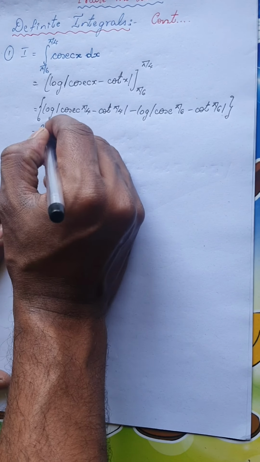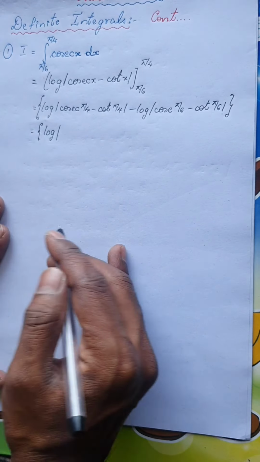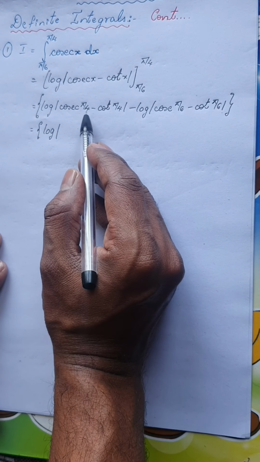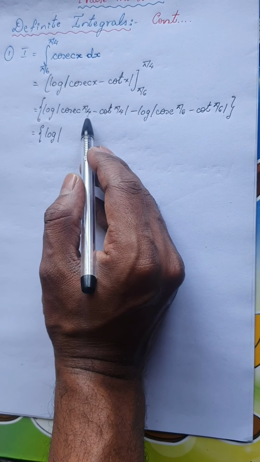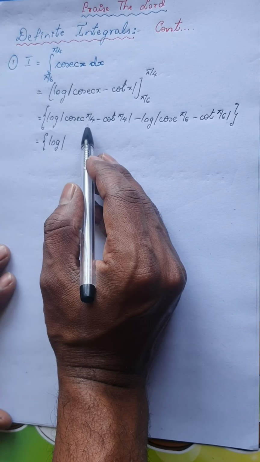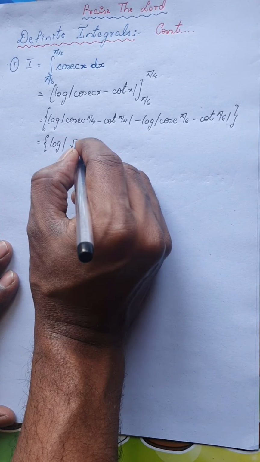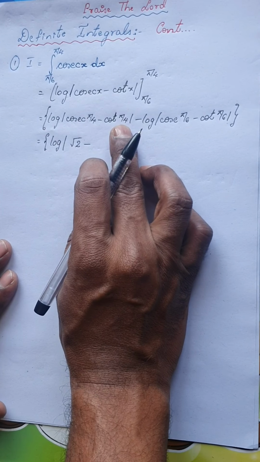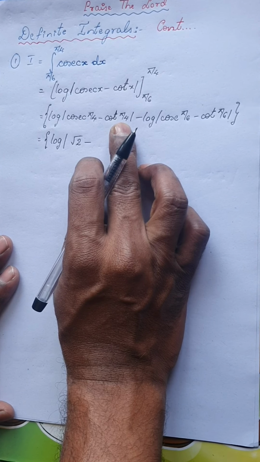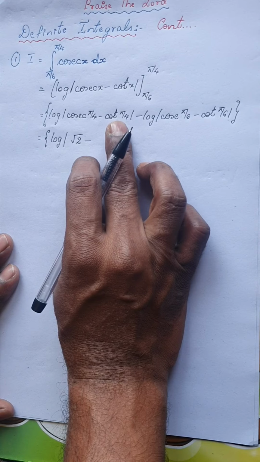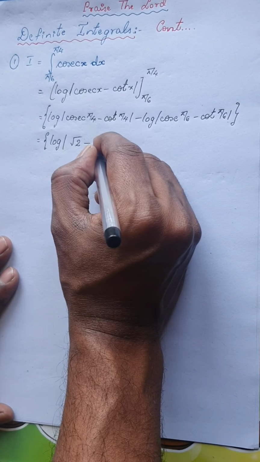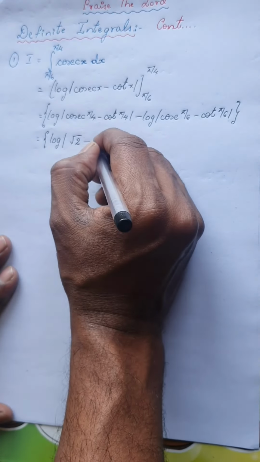So this is nothing but log of mod. Now what is cosecant pi by 4? These are all standard angles. Hope you would be knowing this. Cosecant pi by 4 is nothing but root 2, minus cot pi by 4. What is cot pi by 4? We know tan pi by 4 is 1. So cot pi by 4 would be 1 itself, right?